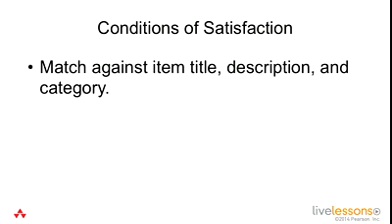So what are some conditions of satisfaction? Let's go with the user story about search we just talked about. Match against item title, description, and category. So this is telling what fields we actually need to be searching on. So if you have a list of items and you wrote code that would implement this search, you could then go and write a test that says if they enter in these keywords, then if it's in this title or description or category, it should show up. That's a testable component.